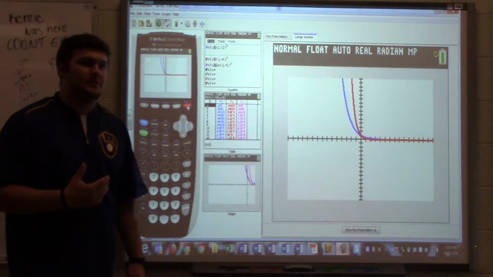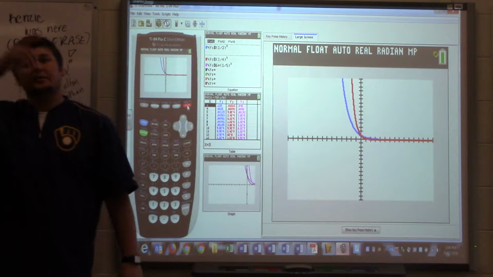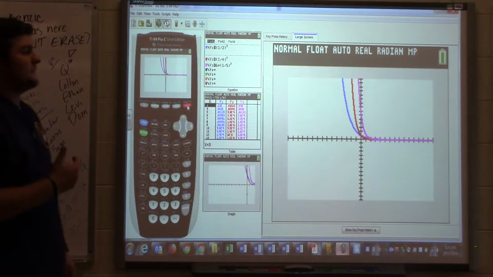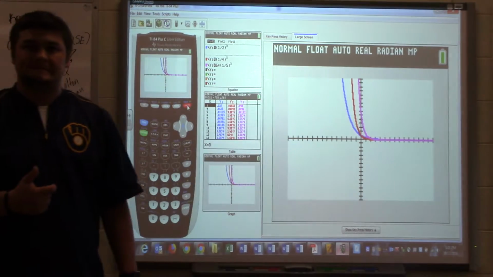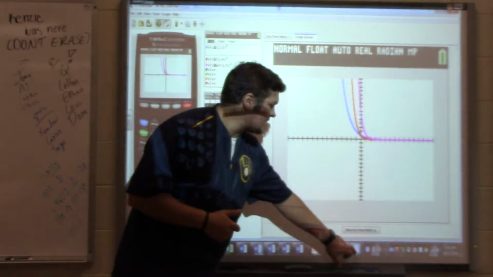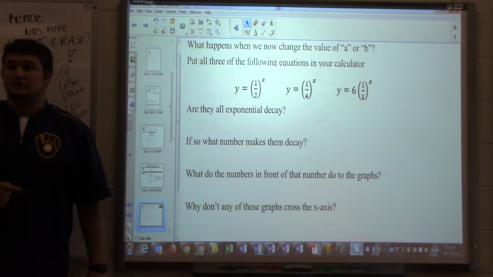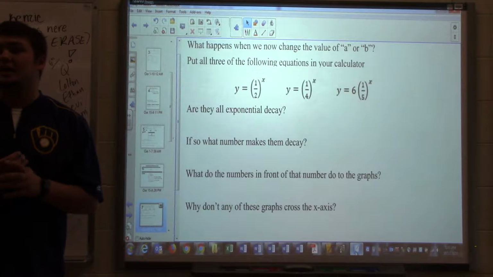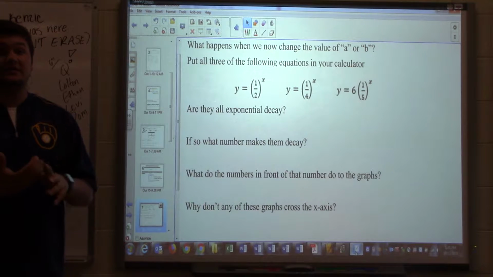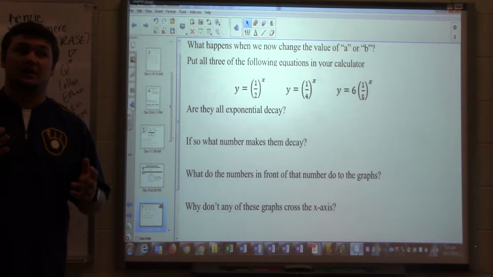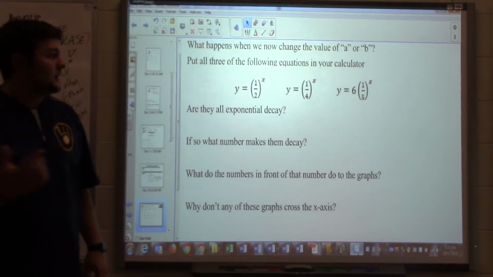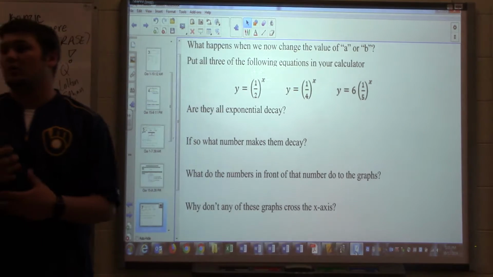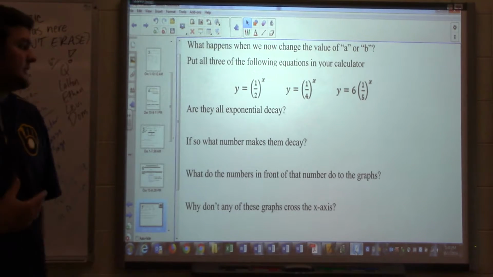Can we tell their decay pretty easily? Yeah, they're coming down at a deep, steep angle, flattening out. Could you tell their decay before you put them in your calculator? How so? The numbers are in between. They're all fractions. They're all between 0 and 1. Now be careful. We might give you one that's a fraction bigger than 1. Would that be decay or growth? That'd be growth. These ones are all 1/2, 1/4, 1/5. Those are all between 0 and 1, so I know it's going to be decay.